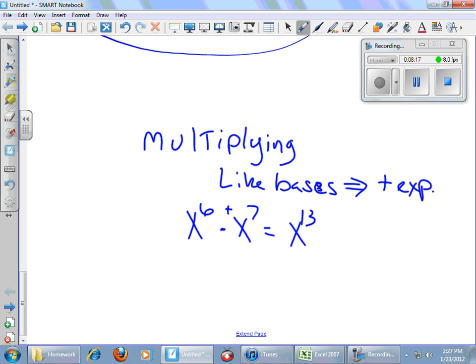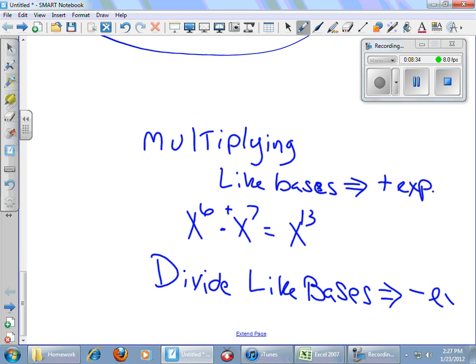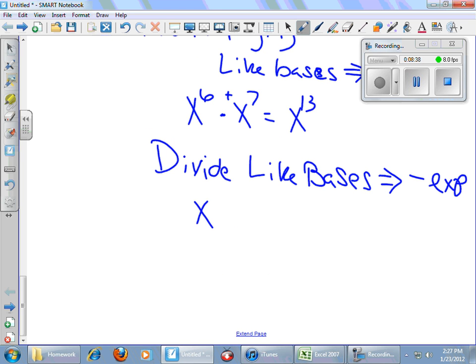All right, when you divide like bases, that means you subtract the exponents. So if I have x to the 12th divided by x to the 10th, that would be x to the 2nd. 12 minus 10 equals 2.